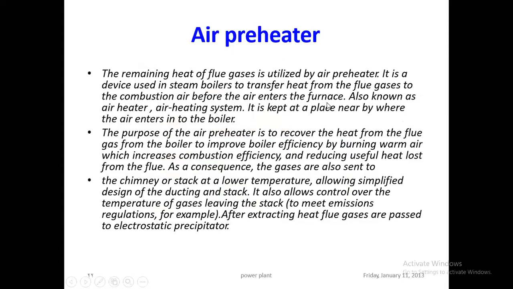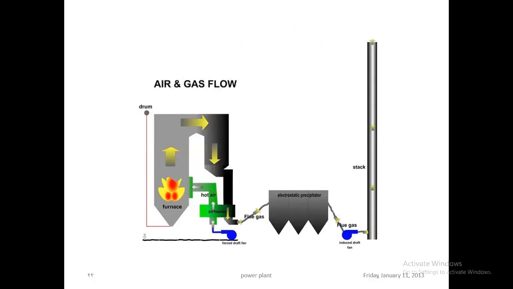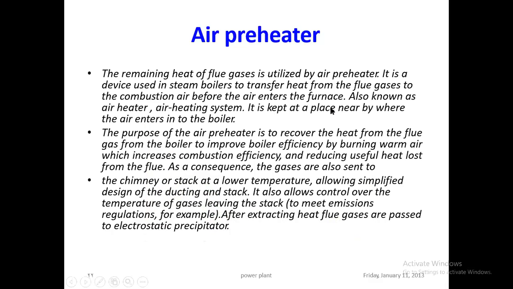That means the fuel is burned in the furnace and an extra amount of air is taken in from the environment to blow that heat and increase its intensity and save the utilization of fuel in the furnace. That is the main purpose of using an air preheater, also known as an air heater. It is kept at a place nearby where the air enters the boiler. This is the main scenario.